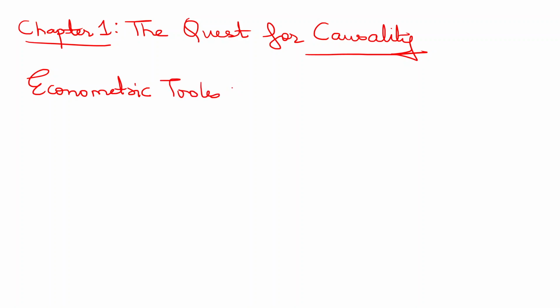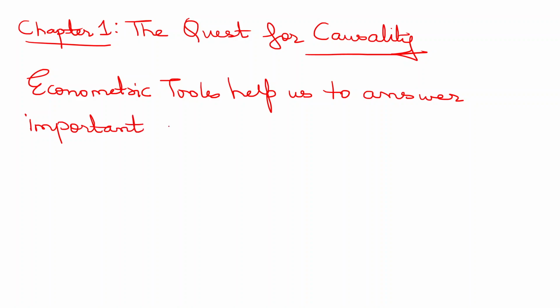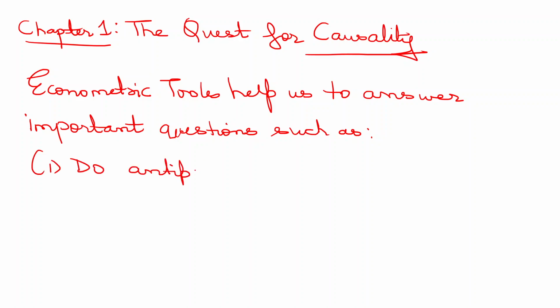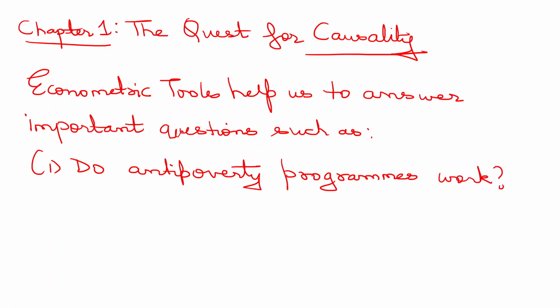So basically, all econometric tools help us to answer important questions such as, one of the questions in an econometric exercise could be, do anti-poverty programs work? So here we are trying to establish a causal link between anti-poverty programs.